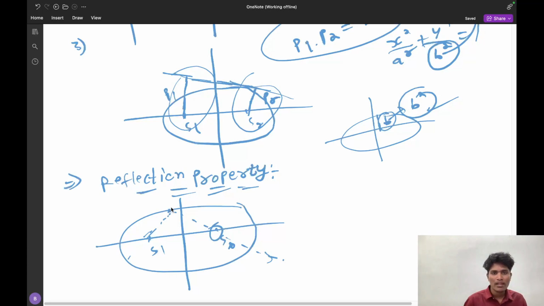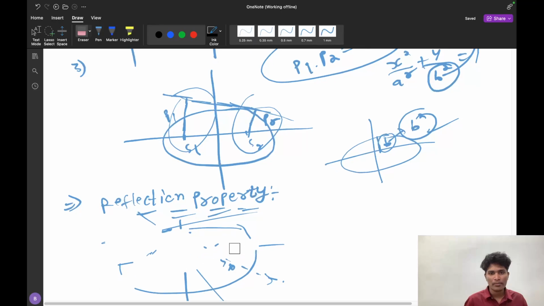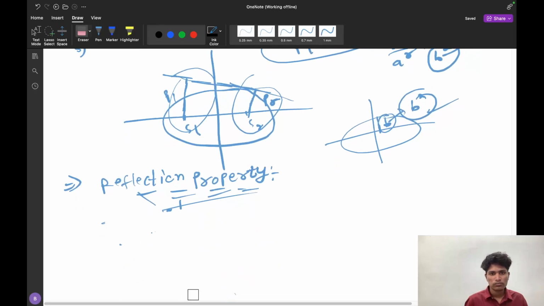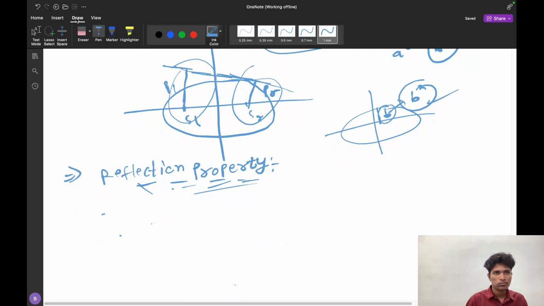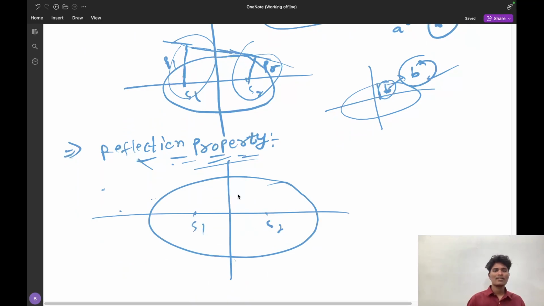Suppose at this point, if I draw the tangent and normal at the point P, then, one second, I think I can draw the diagram better. This is the ellipse, this is S1, this is S2. Yes, the rays emanating from one end will strike and move to the other end.